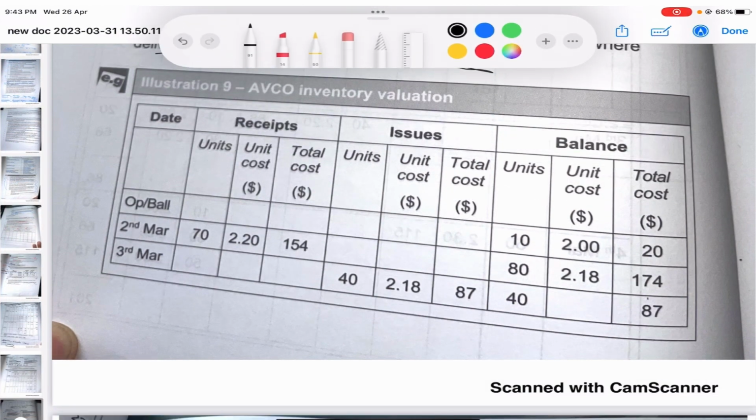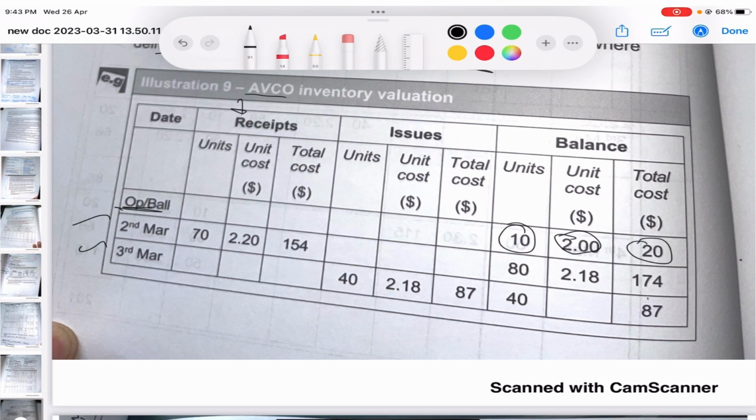So looking at my average costing method, look at this. Receipts are here, whatever I have received. And on this date, I have my opening balance. I have 10 opening balance units. Per unit costed me this much. So my balance is going to be 10 multiplied by 2, which is 20. Unitary method, normal. On 2nd March, I had receipts, which was 70 units. Each costing this much. So my total cost is this much.